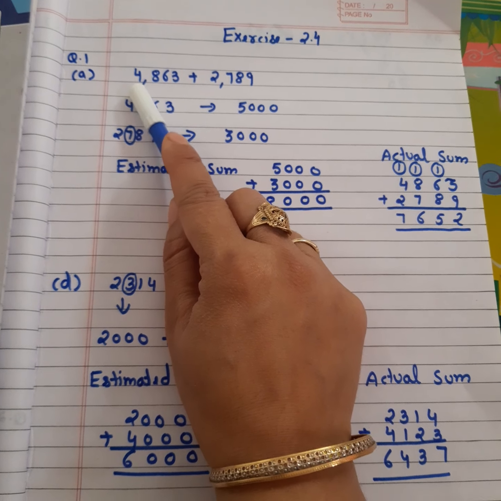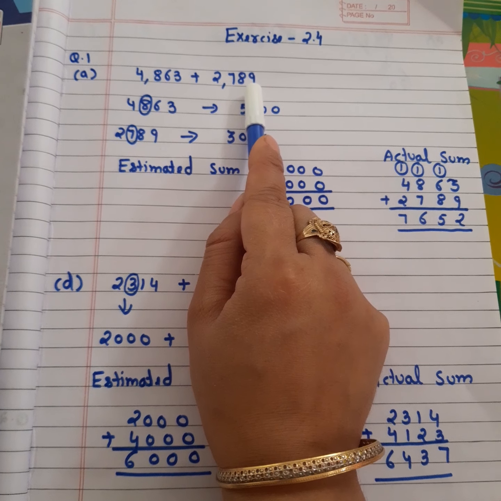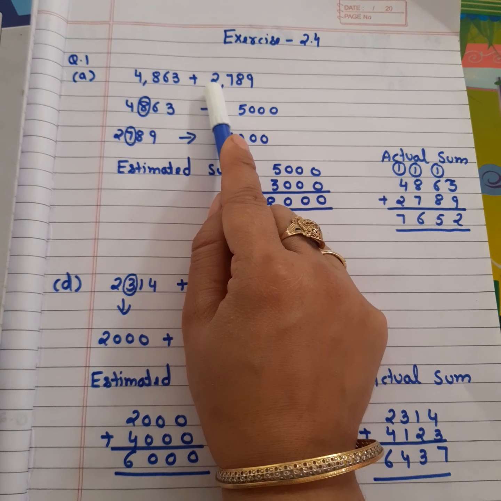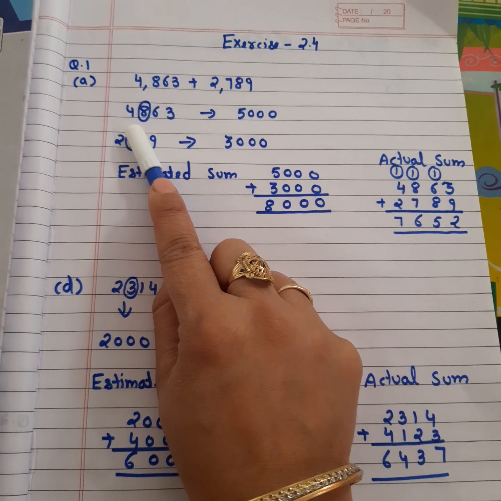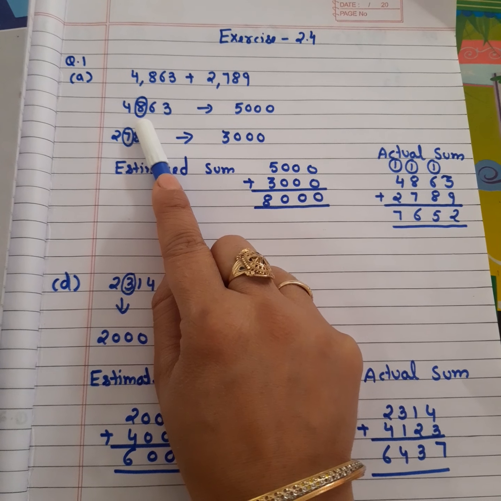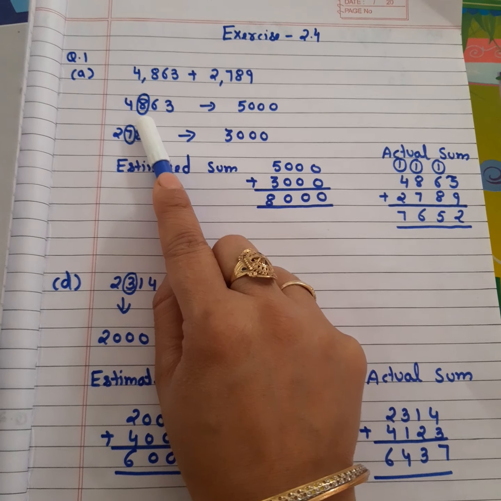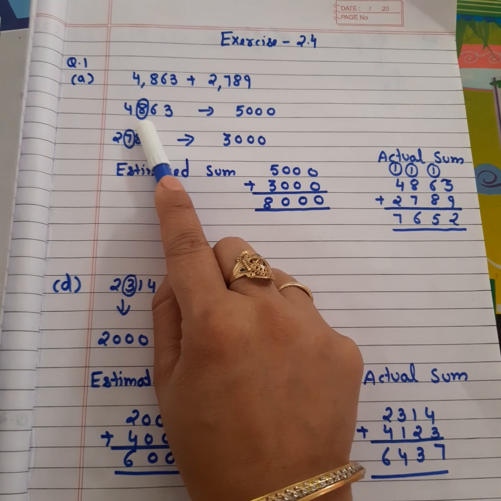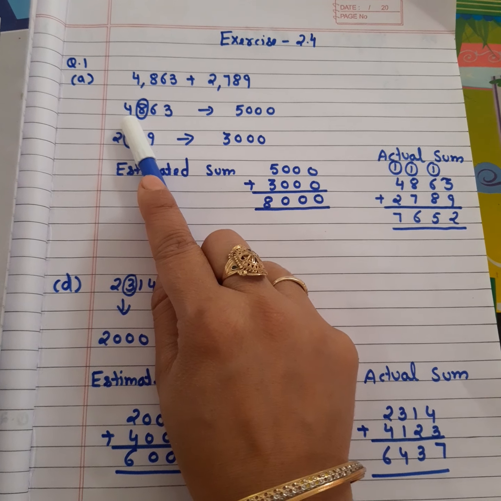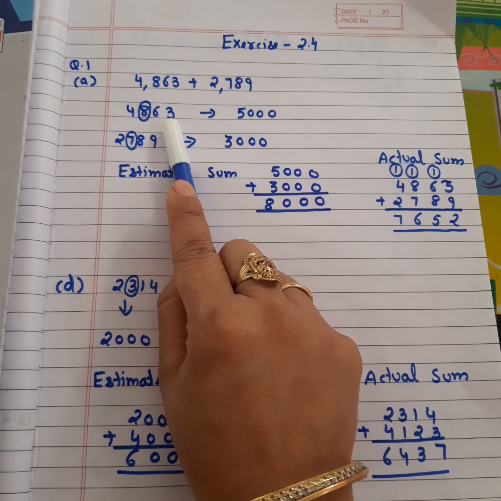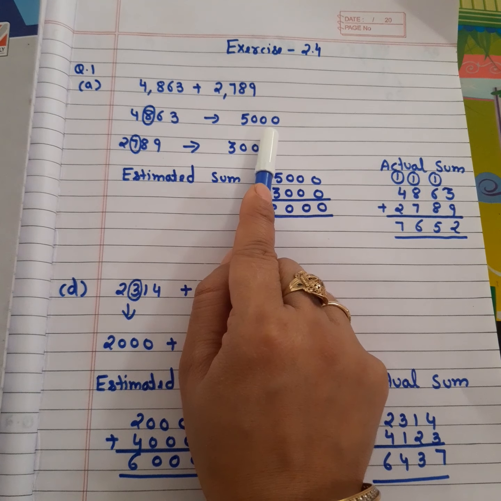See here, the highest place value is what? Ones, tens, hundreds and the thousands. Clear? And I also know that for rounding at the thousands place, I have to check my hundreds place, the place before the thousands place. At the hundreds place, we have 8, and 8 is greater than 5. So our thousands place will be incremented by 1 and the rest of the places will become 0. So 4863 will be rounded off to 5000.